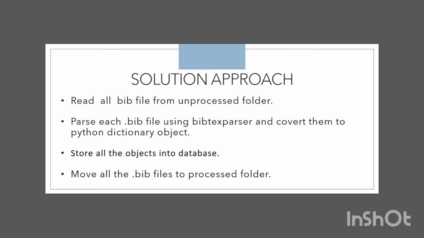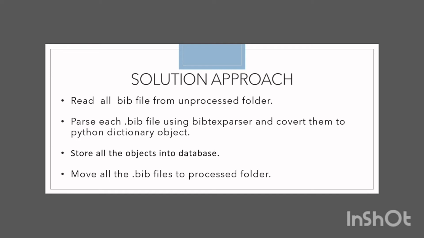Now let's see the solution approach that we have followed. The implementation is basically divided into 3 parts. The first part involves processing all the BIP files and storing them in the database. To do this, we have created 2 folders, that is unprocessed and processed. The intention behind separate folders is to avoid processing the same BIP files again and again. The BIP files that we wish to process must be stored in the unprocessed folder.